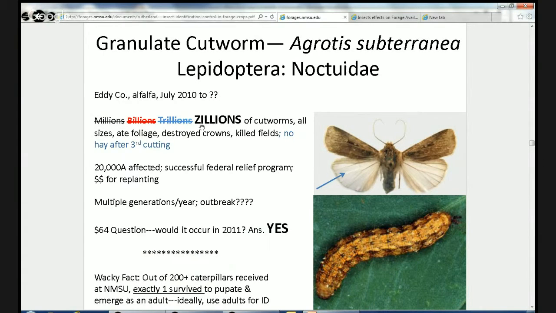All stages ate foliage, destroying crowns, killed fields, no hay after third cutting. No hay. Let's talk about forage availability. Forage availability would be none in that situation. That would be super bad. Multiple generations per year equals an outbreak? Possibly. I think you're just going to have to keep an eye on them, and if you see them, we've got to find ways to eradicate them.